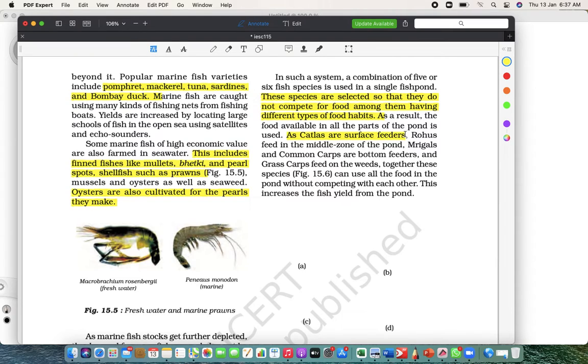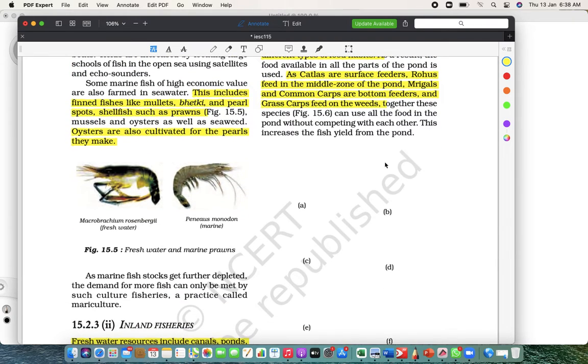Catlas are surface feeders, right? Rohus are in the middle zone of the pond, and minerals like this. See, there are different types of fishes you can grow. Some stay at the bottom, some stay at the top, some stay in the middle, right? Like this. So this is how they used to select fish, and they used to grow them in a single pond.